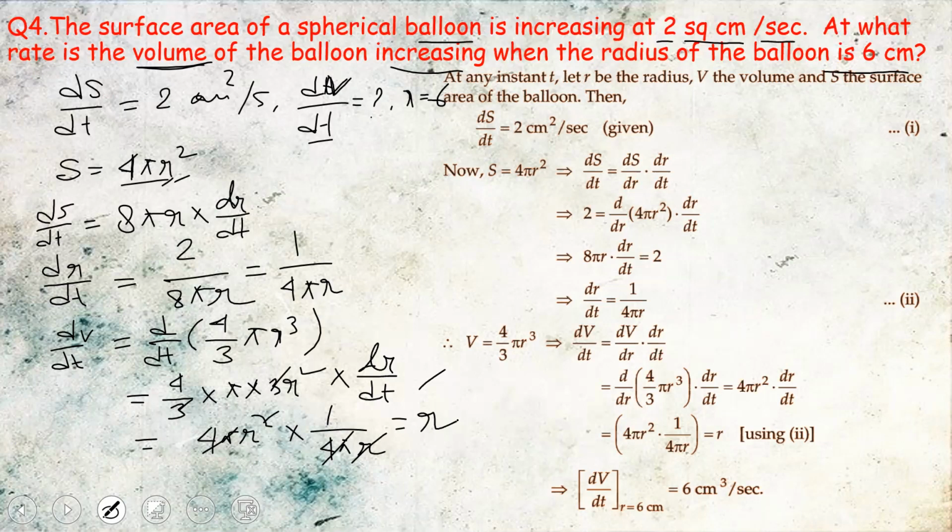Now you need to find the rate of change of volume when r is equal to 6. So put here the value 6. So the answer will be 6 centimeter cube per second. Here is the solution. You can check. Write down the answer. That is, the rate of change of volume with respect to time is 6 centimeter cube per second.